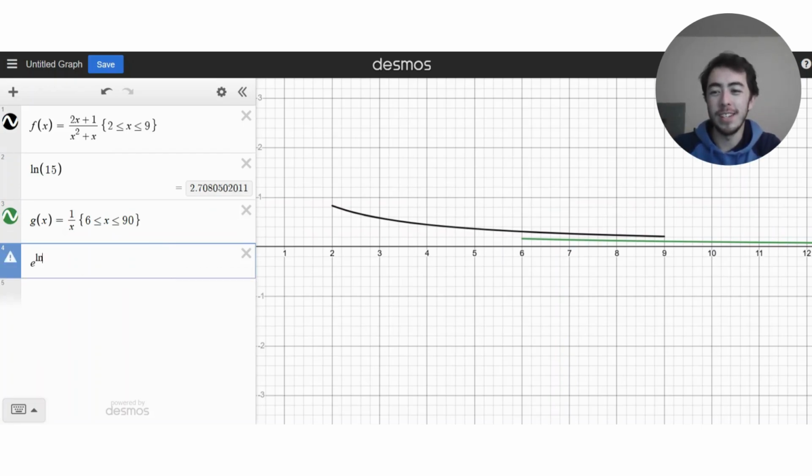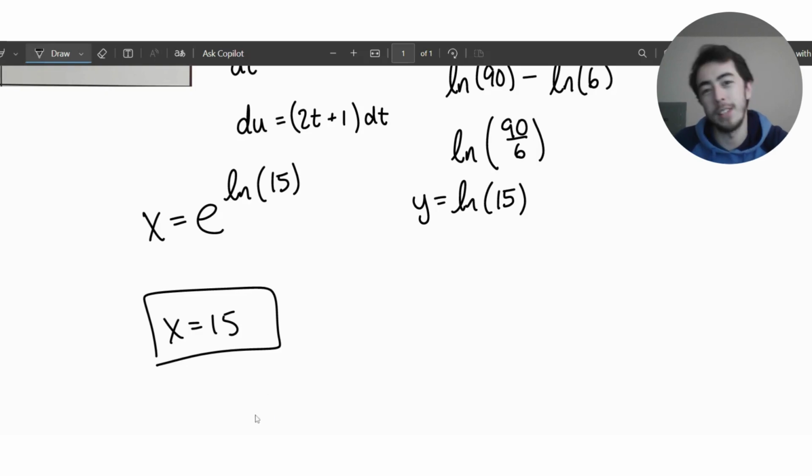And then when we did e to the power of natural log of 15, they do indeed cancel out, and we just get that 15 as our answer today. Cool. X is 15. We're all done.